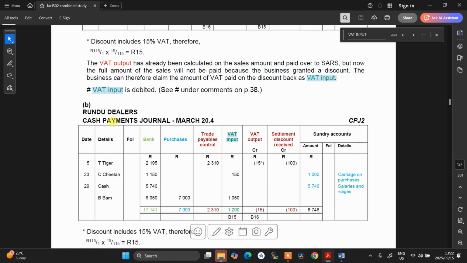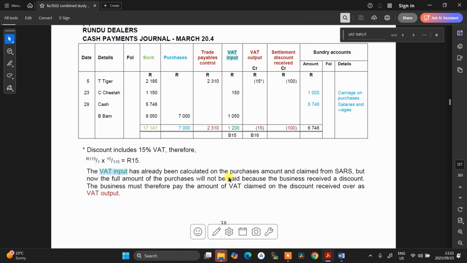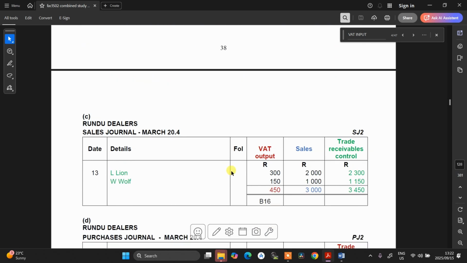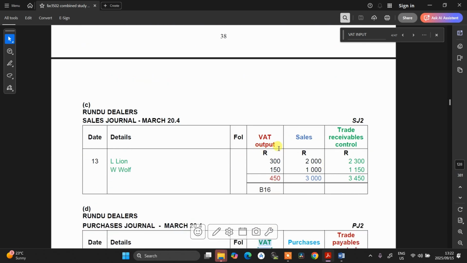Okay. In terms of the cash payments journal, they gave us the purchases column, and this amount here is VAT exclusive, and the VAT that is applied on this one is here in your VAT input. So if you are supposed to calculate the VAT input, you're going to calculate it from the VAT exclusive amount. Okay, so I'm just showing you all the different columns that they give us so that you understand what we are doing as we proceed.